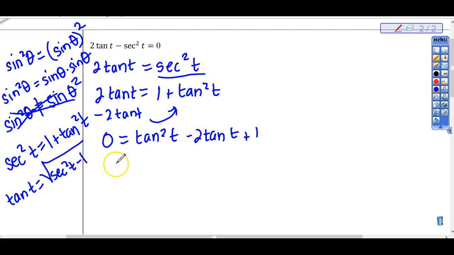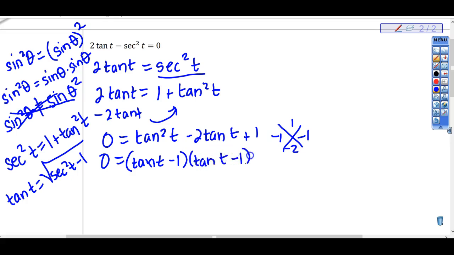Okay. So 0 equals, so let's factor. We're looking for the numbers that multiply to 1 and add to -2. -1 times -1? All right. So since our lead coefficient is 1, we're going to take the quantity tangent t minus 1 times tangent t minus 1. True?